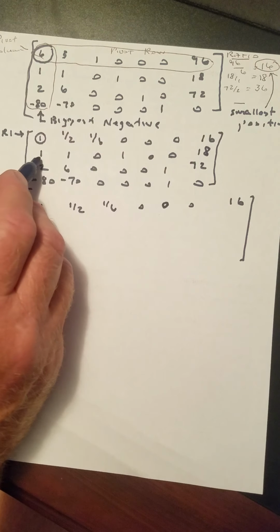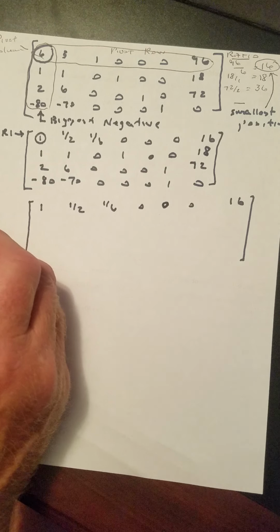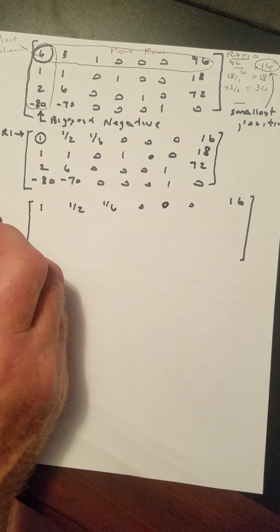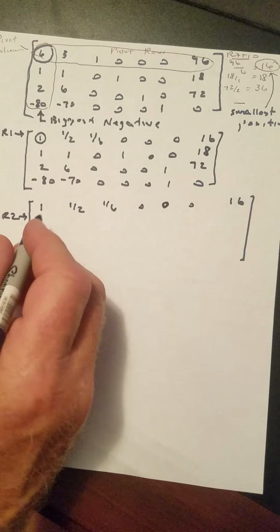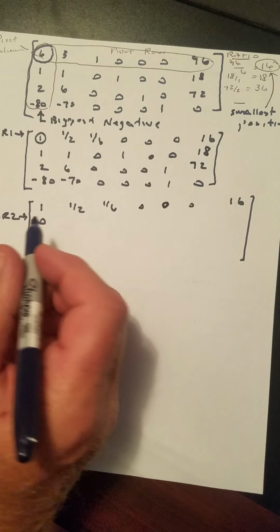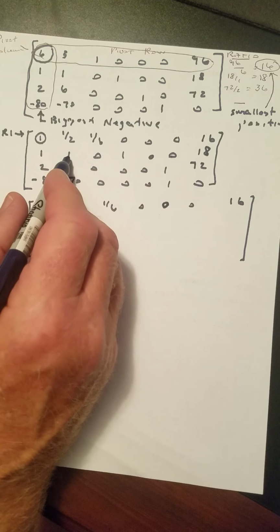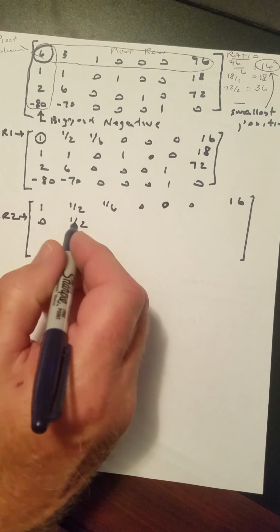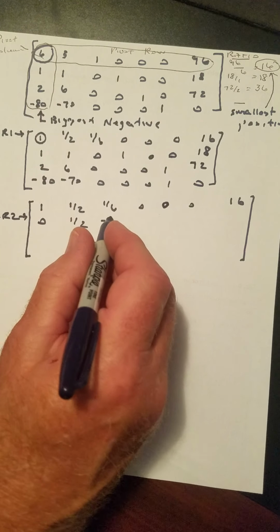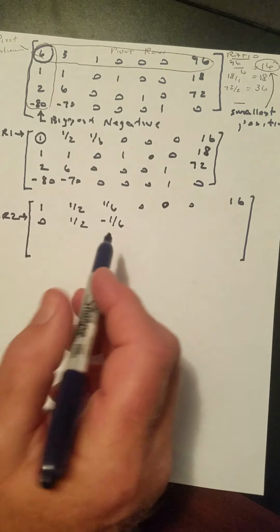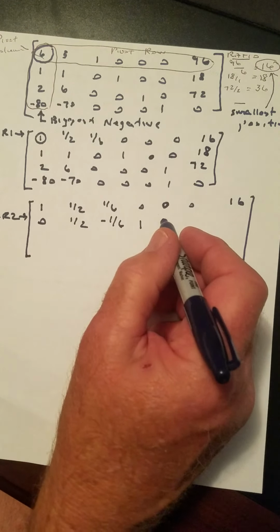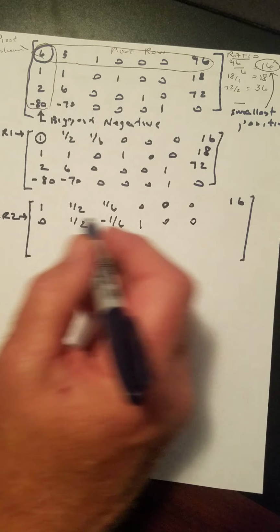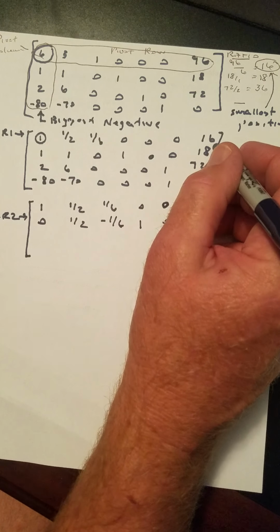To get a 0 here, I'm going to take -1 times row 1 and add it to row 2. So -1 and 1 is 0. I'm going to streamline this a little bit: that's -1/2, and a +1 is 1/2. -1/6 and 0 is -1/6. Then 0 and 1 is 1, 0 and 0 is 0, 0 and 0 is 0, and -16 plus 18 is 2.